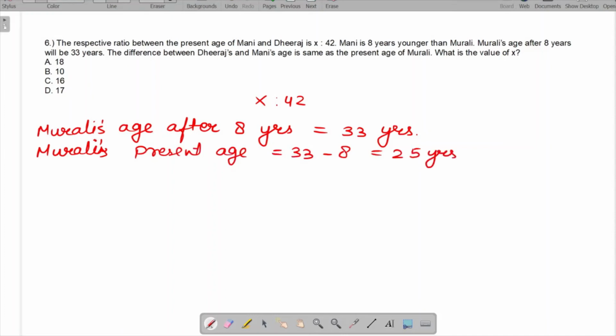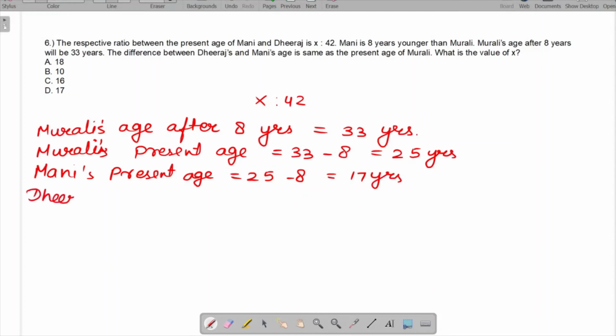So since we have got the present age of Murali, we can now find the present age of Mani, because Mani is 8 years younger than Murali. So Mani's present age will be 25 minus 8, which is equal to 17 years. So also we can now find Dheeraj's present age, because it is the total sum of Mani and Murali, which is 17 plus 25, that is 42 years.